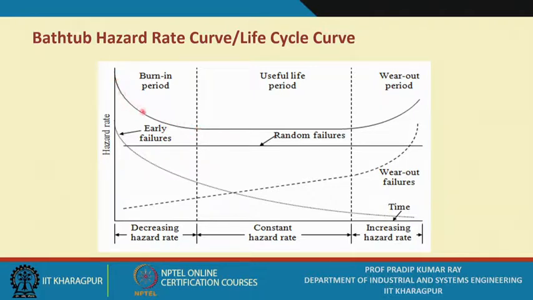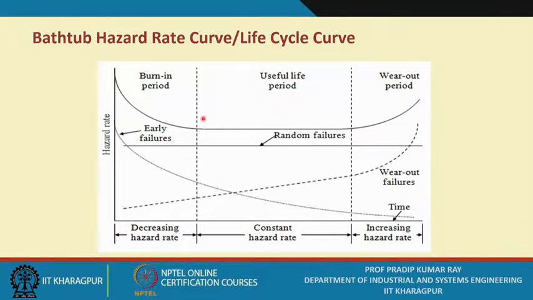So, what is this phase called? This phase is called the burn-in period, or the debugging phase, right? And there could be some failures over here. Now, what you try to do is take some corrective measures, so that the failure rate reaches over there, and then the useful life period starts.